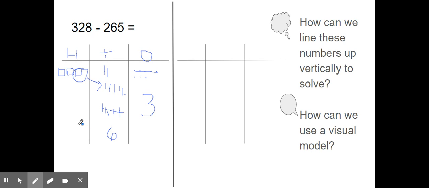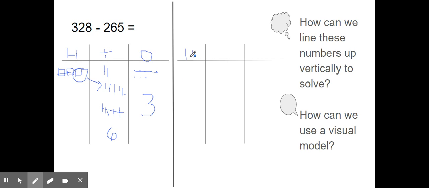We need to take away 2 hundreds. 1, 2. There are 0 hundreds left. I don't need to write anything in the hundreds place then. So our answer is 63. Pause the video and try solving it using a vertical equation to see if you get the same answer. Then we'll do it together.